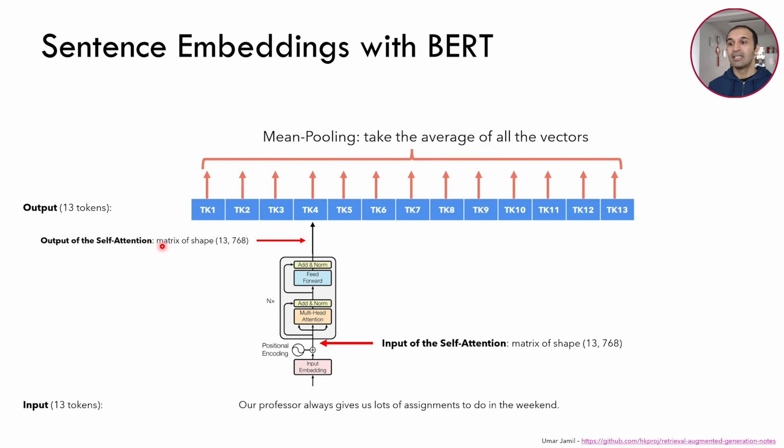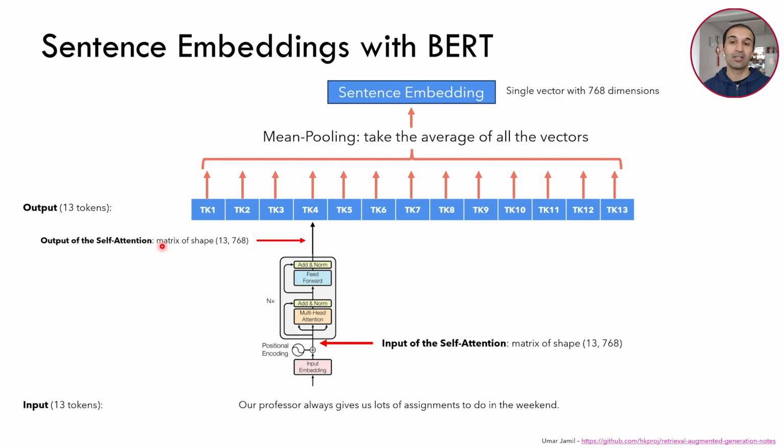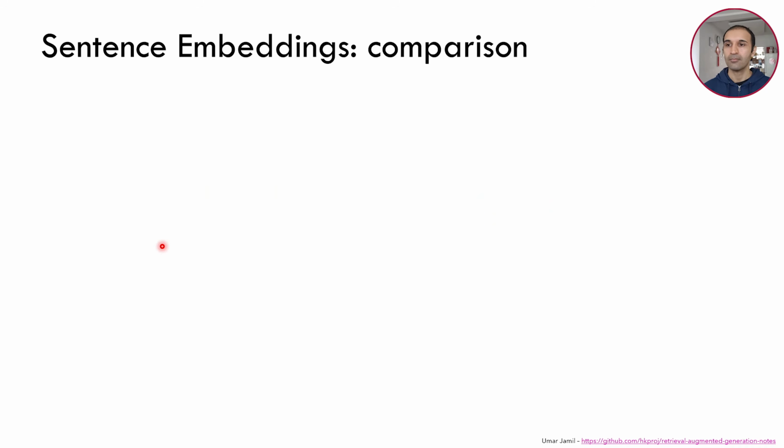Each of them is representing kind of the meaning of a single word, right? So what we can do is average all of them to create the embedding of the sentence. We take all these vectors of size 768, we calculate the average of them, which will result in a single vector with 768 dimensions, and this single vector will represent the sentence embedding, which captures the meaning of the entire sentence. And this is how we create the embedding of a sentence.